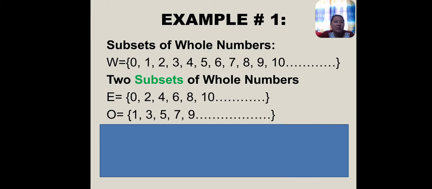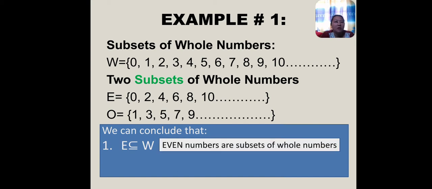We have set E. E stands for even numbers, for example 0, 2, 4, 6, 8, 10. And set O, the set of odd numbers, so we have 3, 5, 7, 9. Okay, so we can conclude that E, or even numbers, are a subset of whole numbers, because you can see 0, 2, 4, 6, 8, 10 in the elements of whole numbers.